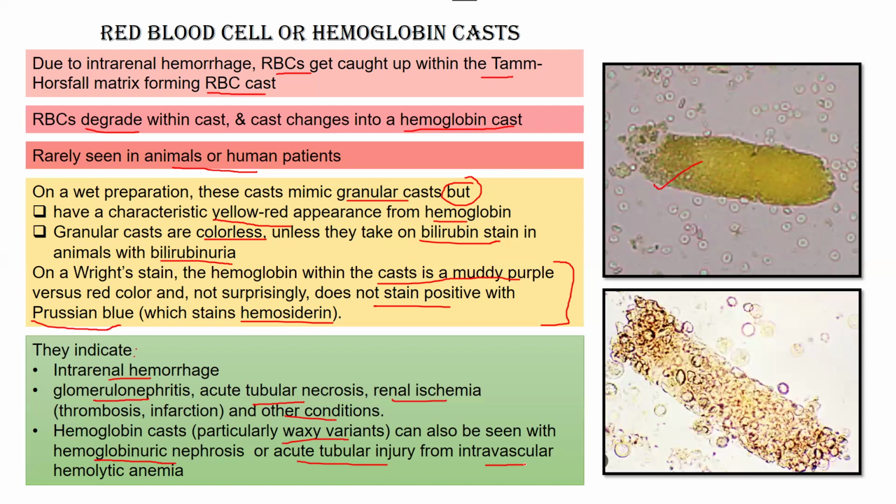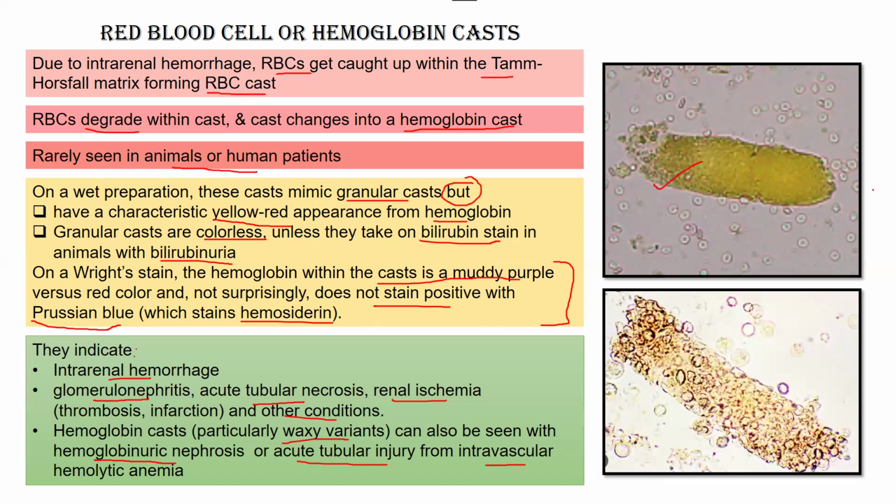Normally, hemoglobin is a large molecule and does not get filtered, but in the case of nephrosis or nephritis, the hemoglobin will also start to filter, and that's why it will appear in urine and form a hemoglobin cast. These were all the indications of hemoglobin cast.